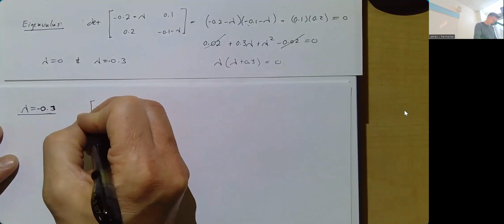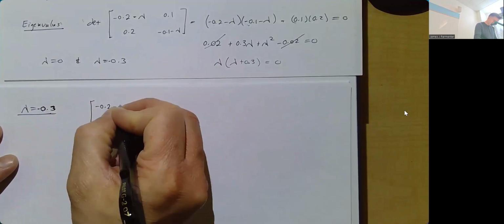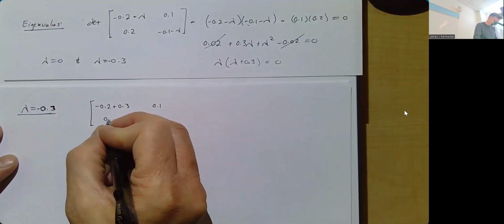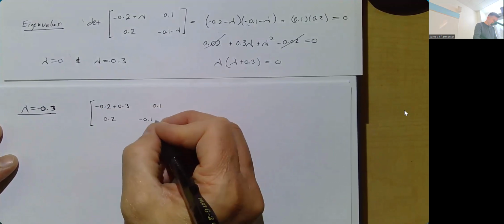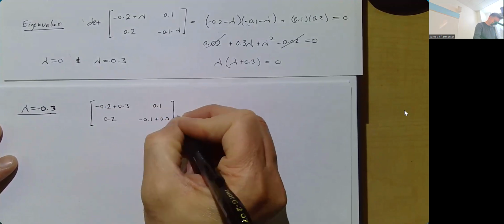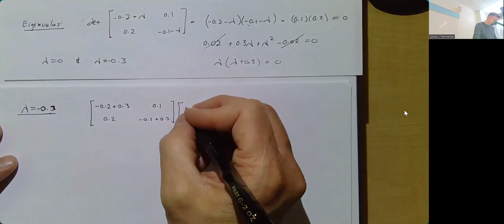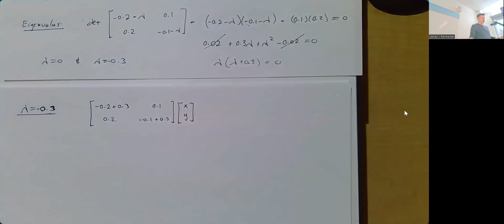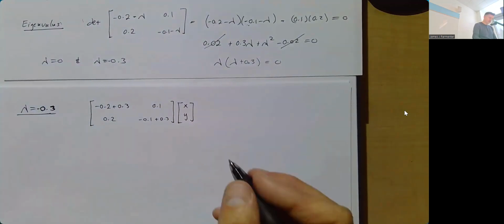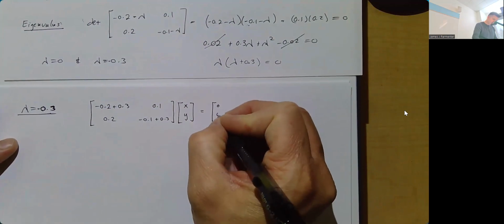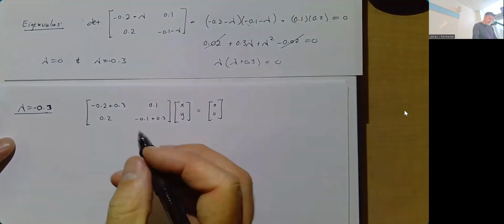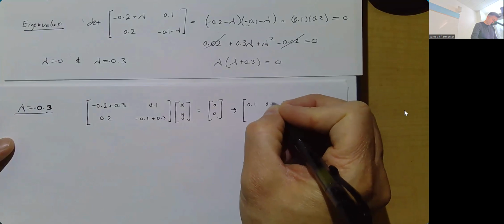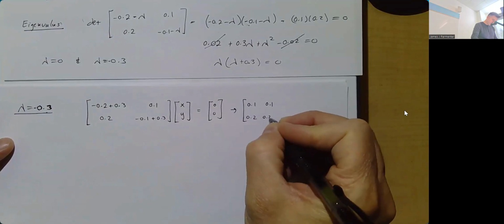So plugging that in, I have negative 0.2 minus negative 0.3, so plus 0.3, which is 0.1, 0.2, and negative 0.1 minus negative 0.3 is plus 0.3. That's going to be multiplied by the vector we're looking for, x, y. You could write g, a, but it's fine. And that's going to be equal to 0, 0. So we're getting 0.1, 0.1, 0.2, 0.2.